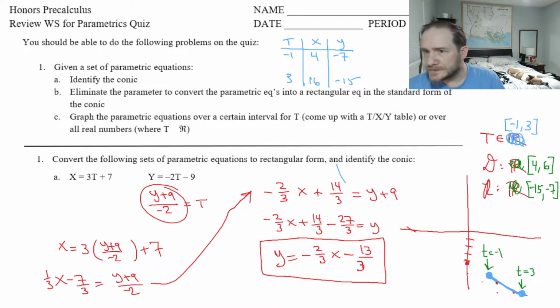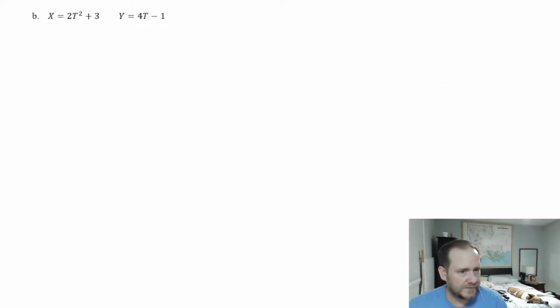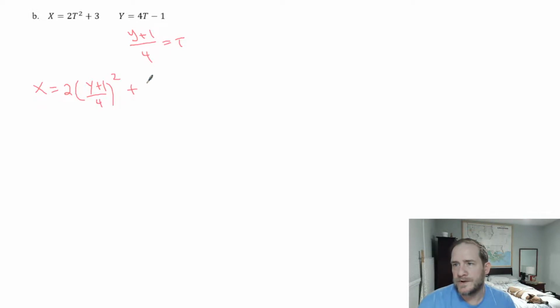Looking at 2. So number 2, we can see that the x equation is quadratic and the y equation is linear. So that's a pretty strong indication that this is going to be linear by the time we're done eliminating the parameter and all that. I think in general, when you go to eliminate the parameter, probably going to want to solve the linear equation for t. So we'll get y plus 1 all over 4. And you'll just take that, plug it in. So you'll get x equals 2 times y plus 1 all over 4 squared plus 3.